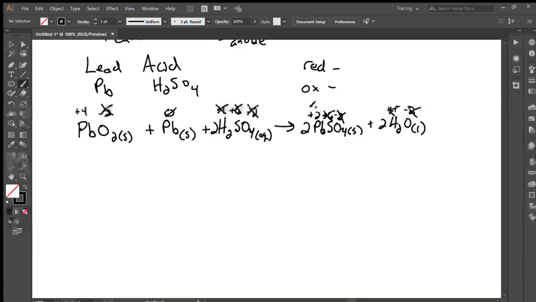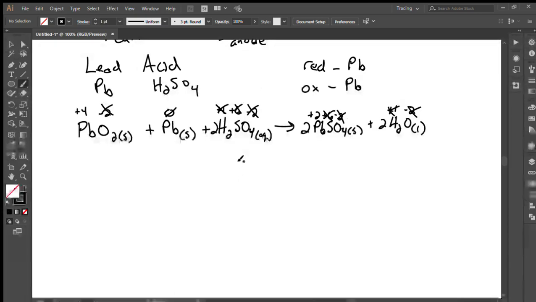Well, reduced means that it lost or gained electrons. So if we go from +4 to +2, it had to gain 2 electrons, so lead was reduced. Oxidized means loss of electrons. Solid lead went from 0 to +2, had to lose 2 electrons, so lead is both oxidized and reduced in this reaction. Kind of interesting. So they talk about that.